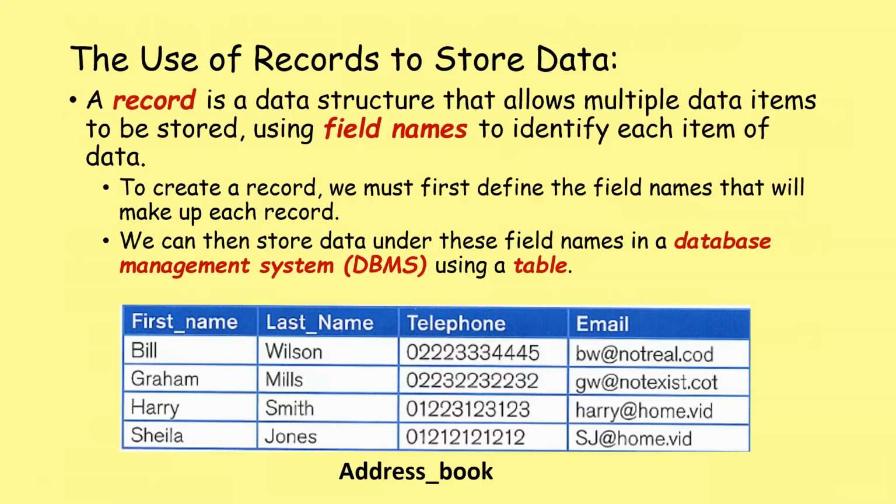Moving on to the use of records to store data. A record is a data structure that allows multiple data items to be stored, using field names to identify each item of data. To create a record, we must first define the field names that will make up each record. We can then store data under these field names in a database management system, DBMS, using a table. So you have a look here, we have a table called address book. It contains the fields first name, last name, telephone, and email, and there are 4 records in that table.